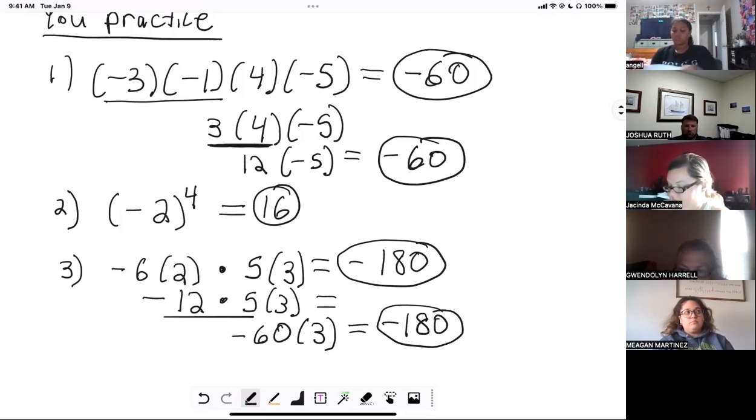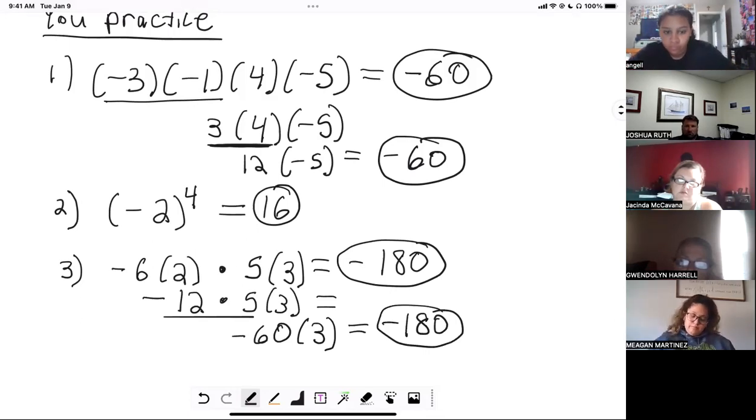So I got negative 180, but I got it a different way. Yeah, there's more than one way. What'd you do? So I multiplied negative 6 times 2, but I also multiplied 5 times 3. Yep. So then I multiplied negative 12 times 15. That's perfect. I was actually thinking of doing it that way. It doesn't really matter because multiplying is commutative. Doesn't matter the order you multiply. I could actually have done negative 6 times 5 and then 2 times 3.